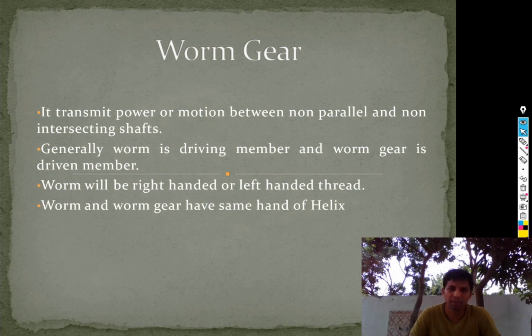driven member. Okay, a worm will have a right-handed or left-handed thread. So the worm, which is in linear position, may have a right-handed thread or a left-handed thread. You know about the right-handed thread and left-handed thread, so that is the only difference about the threads. Worm and worm gear have the same hand of helix. So both the worm wheel as well as the worm have the same hand of helix, with the same angles for both the gears, from the worm as well as from the worm wheel.